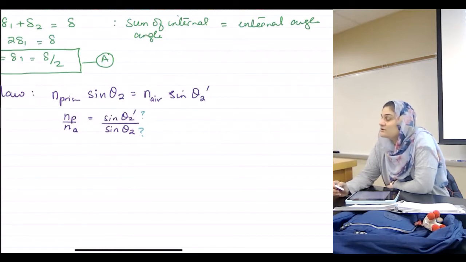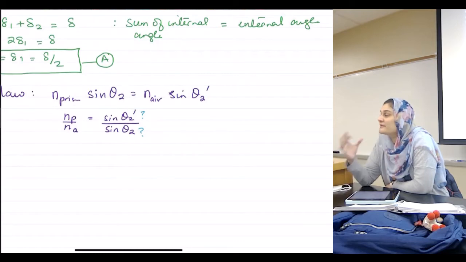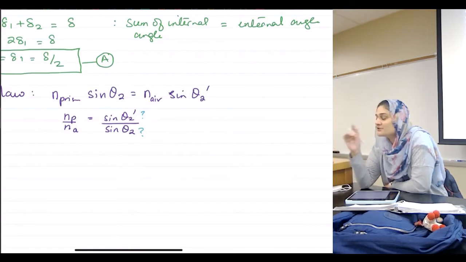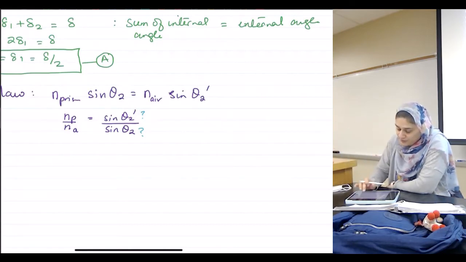And I don't want to keep calculating theta 1 and theta 2 for every single light that's incident. So I have to come up with an equation that I just can know and not worry about each of the theta 1s and theta 2s. So here's the trick.